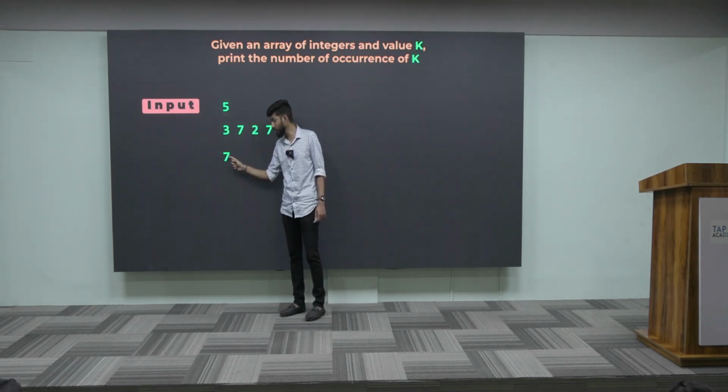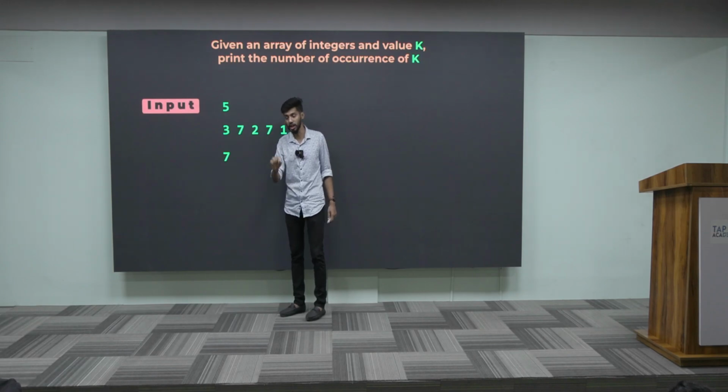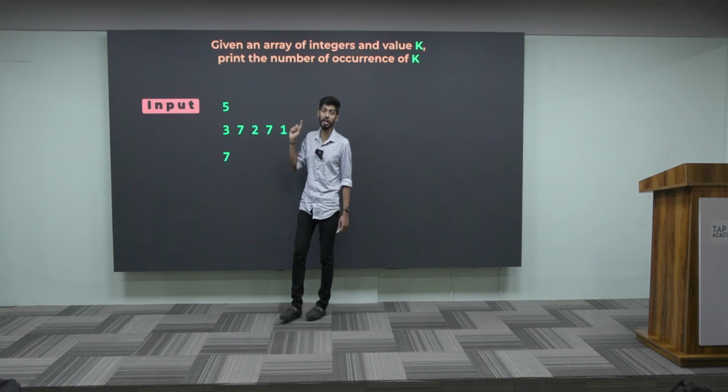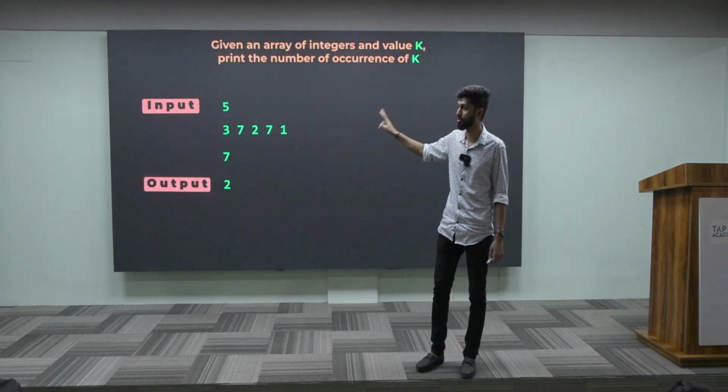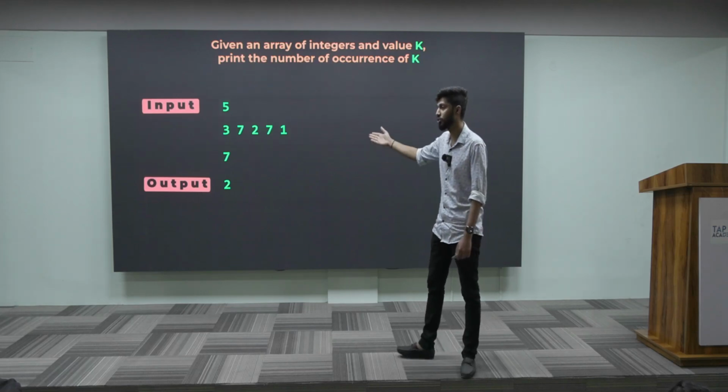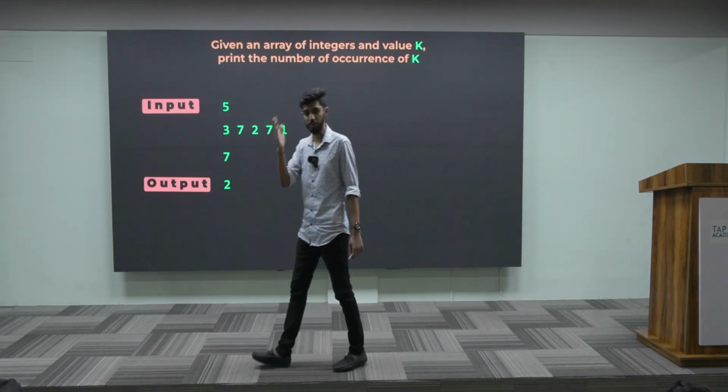What is the k value saying? 7. So you need to say how many times 7 has occurred in this array. How many times has it occurred? 2 times. So the output of your code has to be 2. Is that clear to you? So is the question understood? Please write the code.